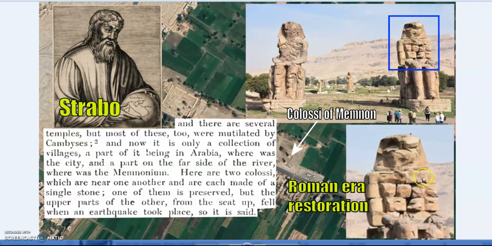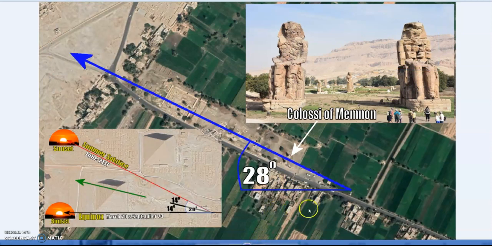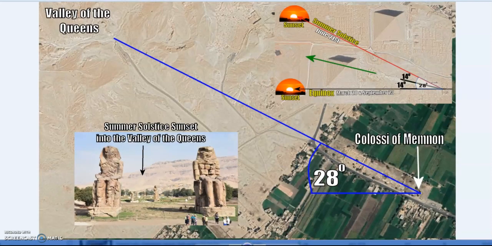This colossi, which was completely damaged from the seat up, this is part of a Roman era restoration. So these blocks were put back together during the Roman era. Again, the avenue on which the colossi is 28 degrees. So if you stand in the middle on the summer solstice, the sun's going to set right in the middle of this avenue, marking the new year, marking the beginning of the flood season.